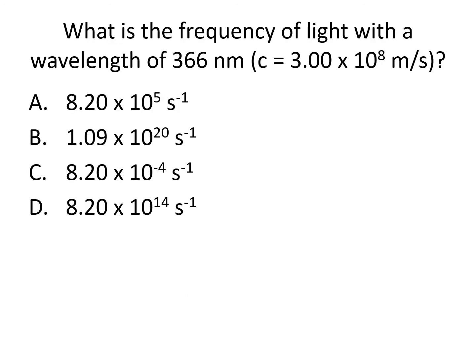What is the frequency of light with a wavelength of 366 nanometers? C is equal to 3 times 10 to the 8 meters per second. Is it A, 8.20 times 10 to the 5 per second, B, 1.09 times 10 to the 20 per second, C, 8.20 times 10 to the minus 4 per second, or D, 8.20 times 10 to the 14 per second?